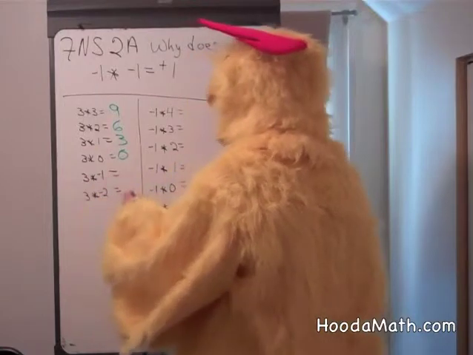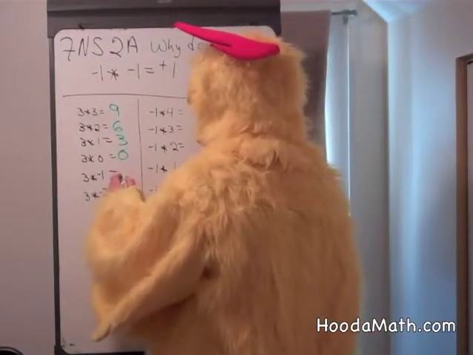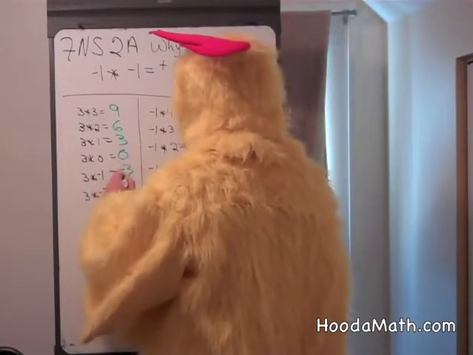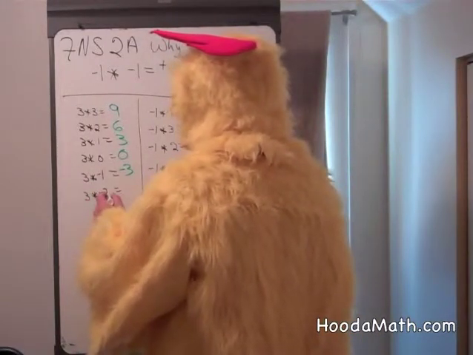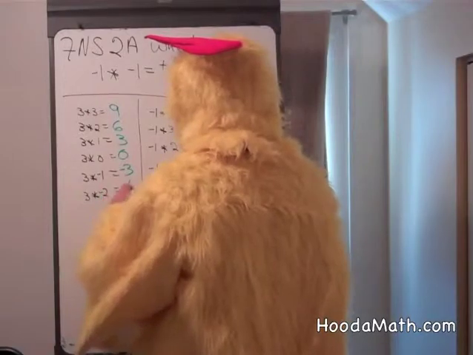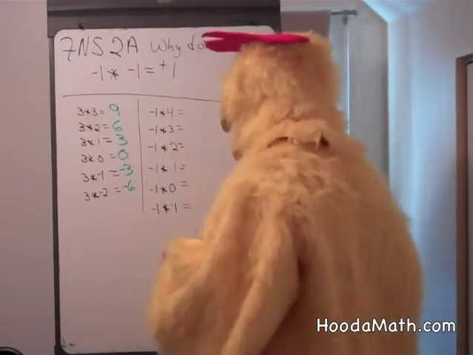So 3 times -1 should be 3 less than 0, or -3, or we have 3 -1s. 3 times -2 equals -6, which is 3 less than -3.